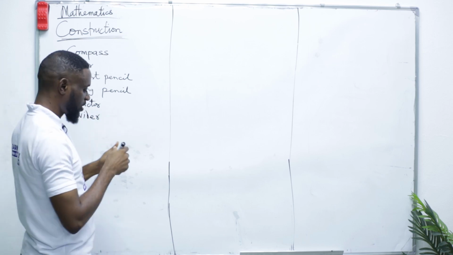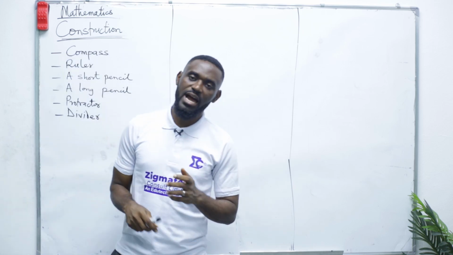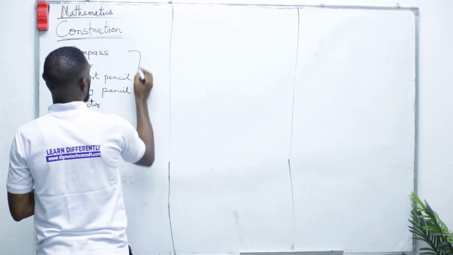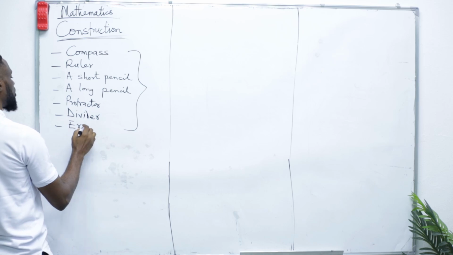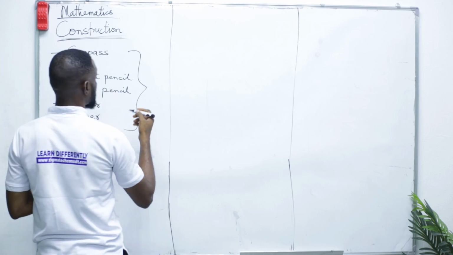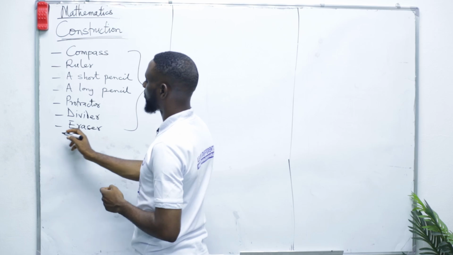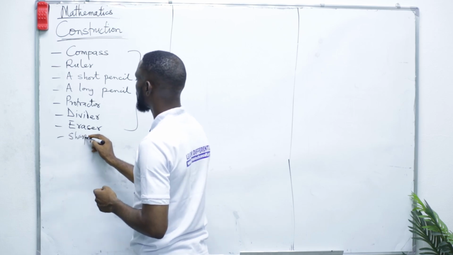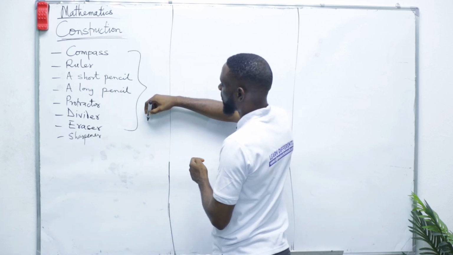These basically are the materials we need, and all these things can be found in your mathematical set. And of course, we need an eraser because you may make some mistake that you may need to erase. I will even need a sharpener. We need a sharpener, and all this can be found in your mathematical set.